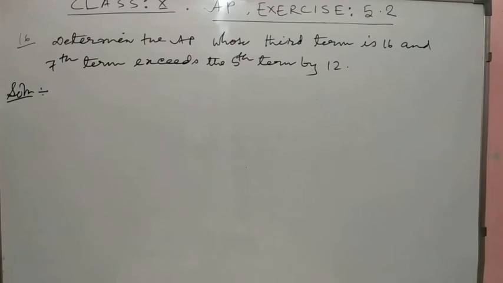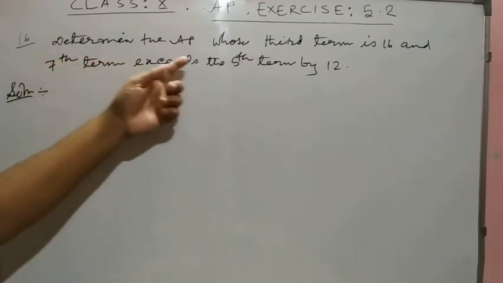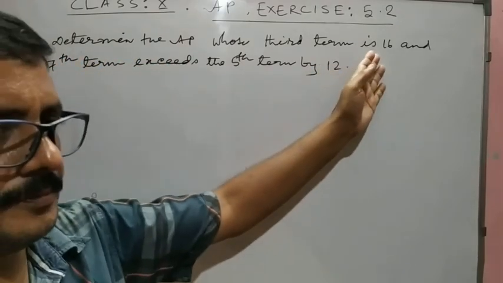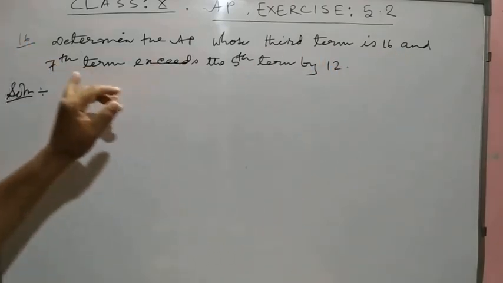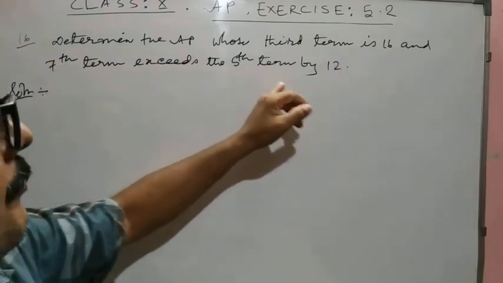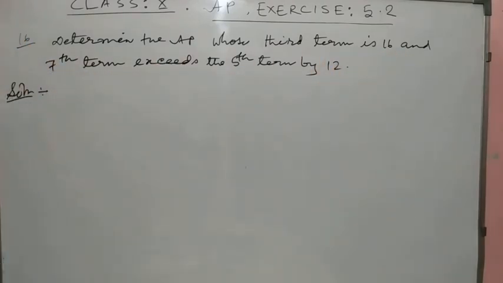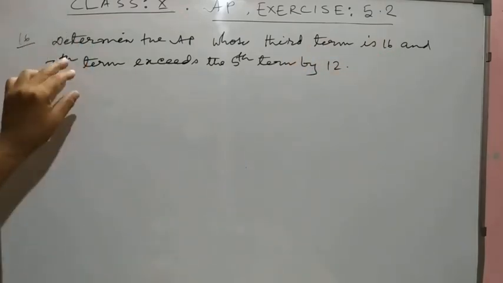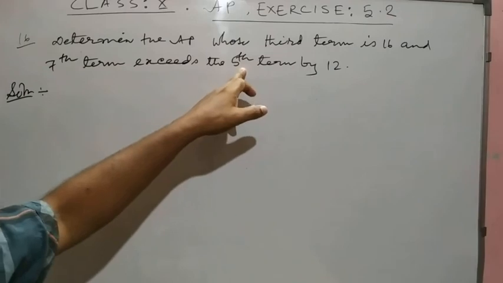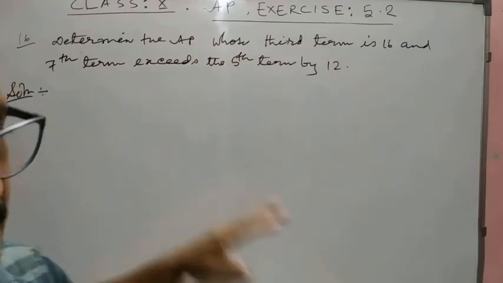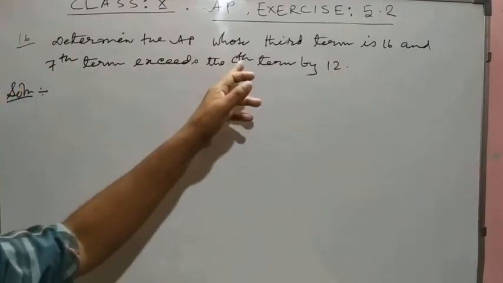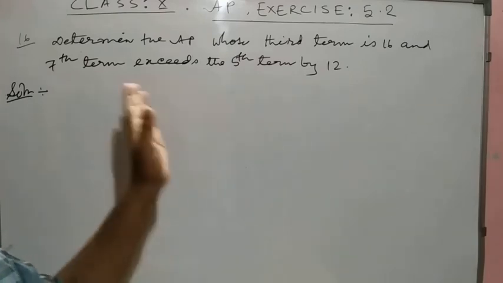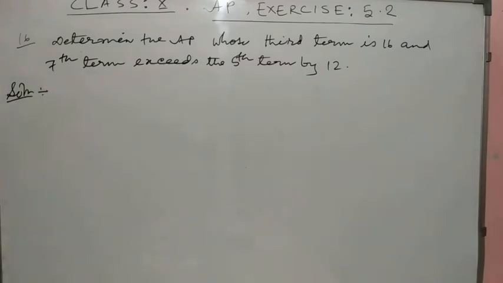Okay, next question number 16. Determine the AP whose third term is 16 and 7th term exceeds the 5th term by 12. Two conditions are there here. Third term is 16, and the 7th term is more than the fifth term by 12. The 7th term is 12 more, or the fifth term is 12 less than the 7th term. So we have to determine the AP.